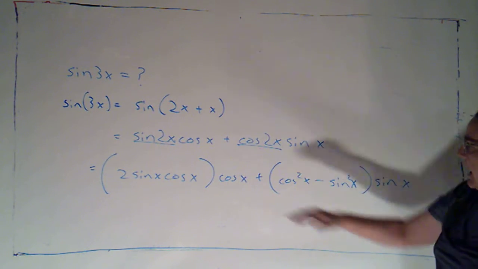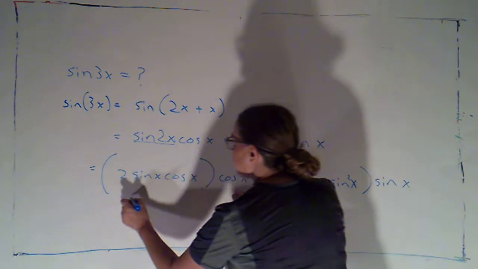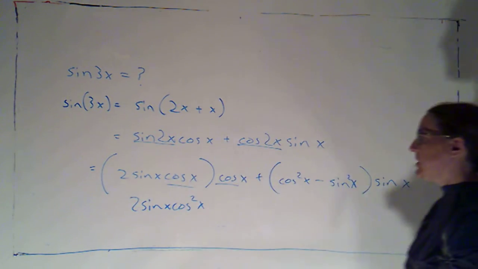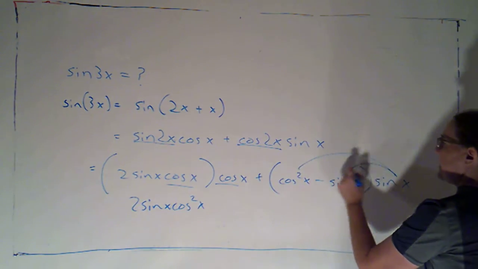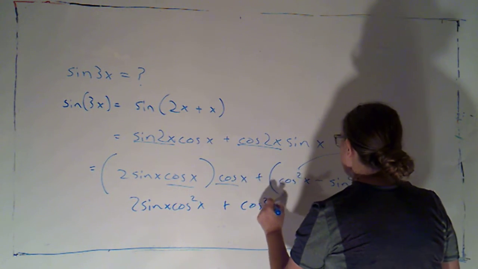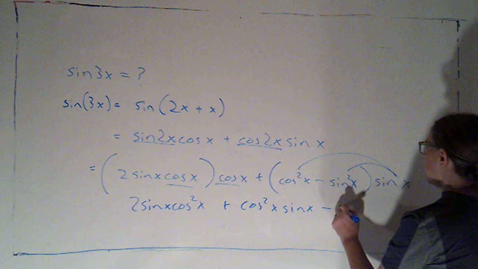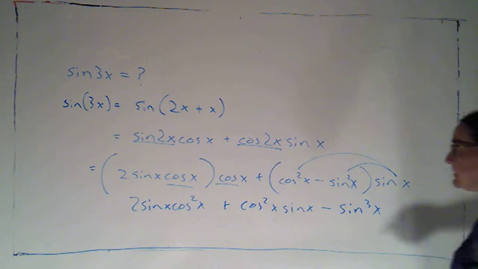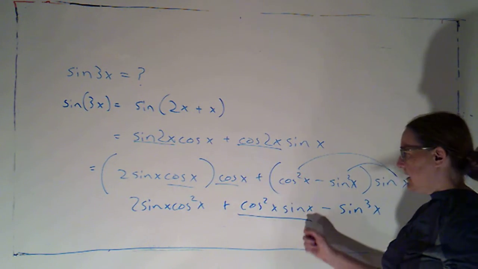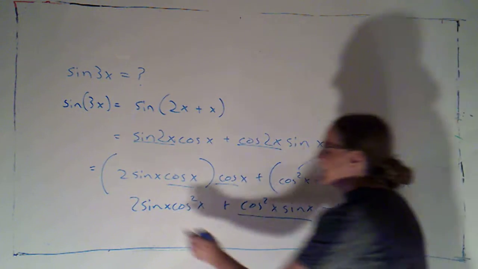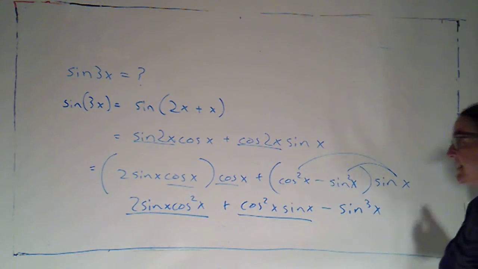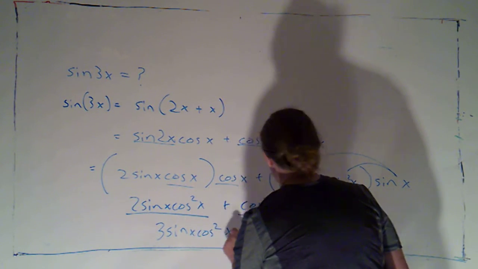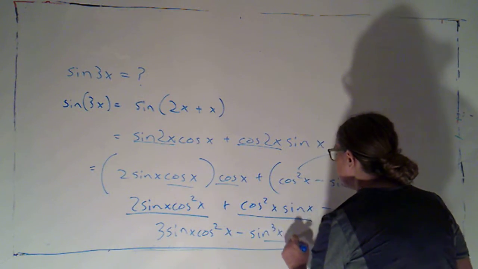Okay. And then I'm just going to multiply things out a little bit. I can say this is 2 sine x times cosine squared x, because that's two factors of cosine. And then I can just distribute this sine. So plus cosine squared x times sine x minus sine cubed x. Looks like I can consolidate a little bit. This is one copy of sine times cosine squared. This is two copies of the same thing. So that's going to give me three copies of sine x times cosine squared x minus sine cubed x.